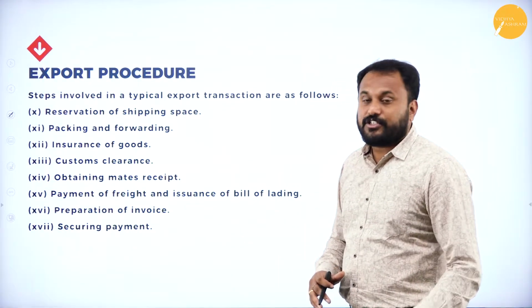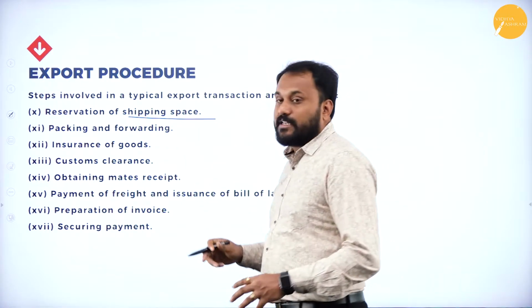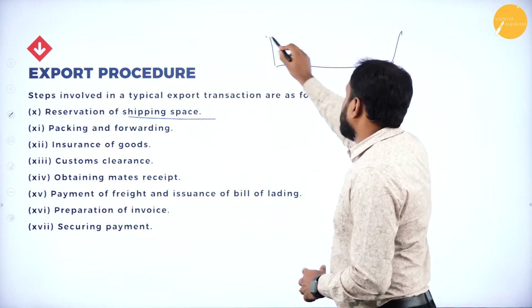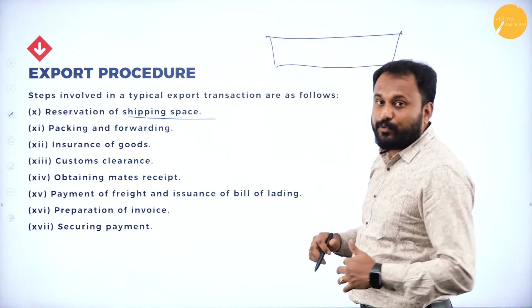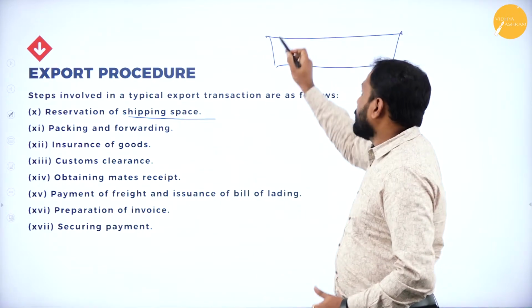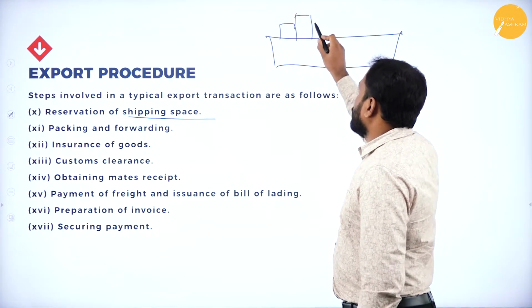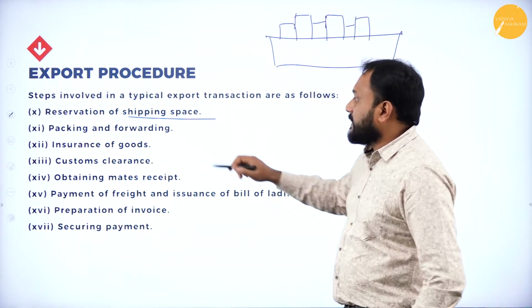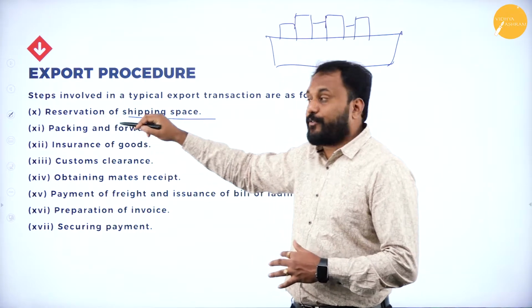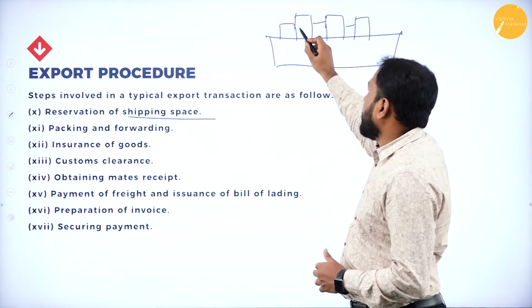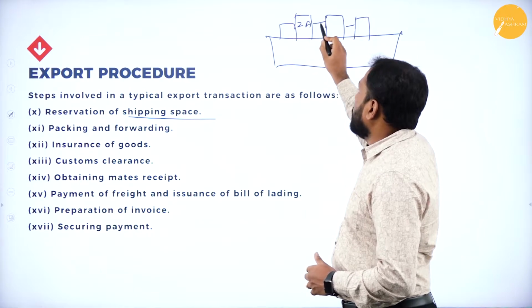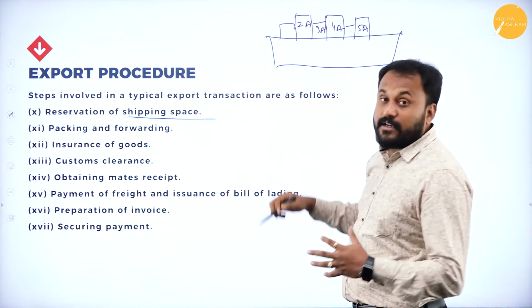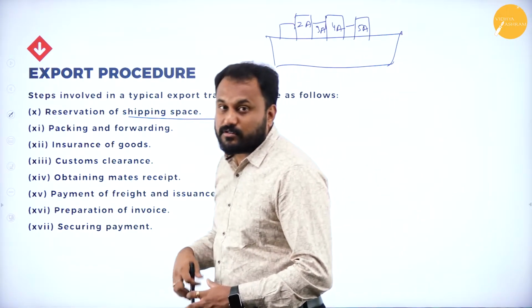Next one is reservation of shipping space, I'll tell you here. Say, for example, I'm not so good at drawing this. You have a ship which goes to that particular country. Now you have so many contenders, so many boxes, right? In which kind of box you are supposed to place yours, that is what you should go for, reservation of shipping space. Say this is 2A, 3A, 4A and 5A, something like that, right? Which space you really want your box to be.